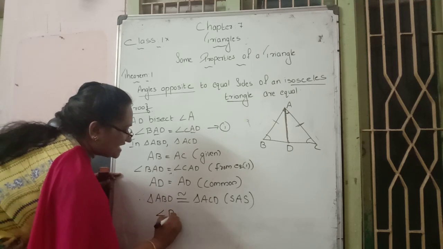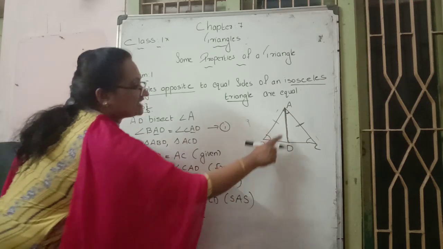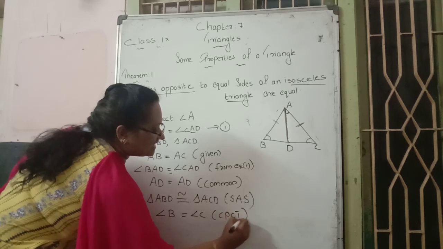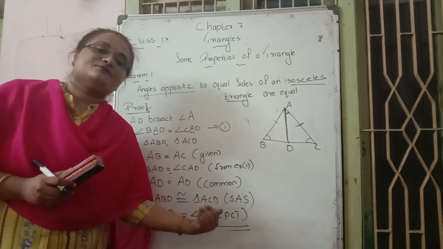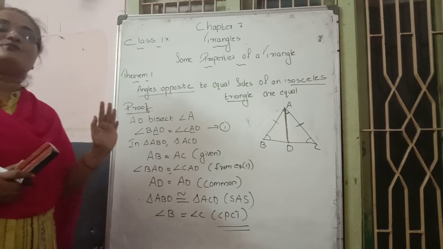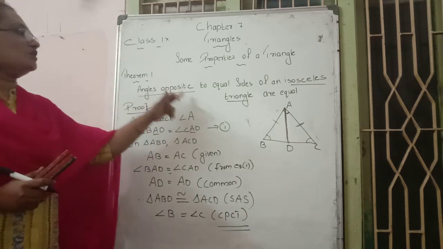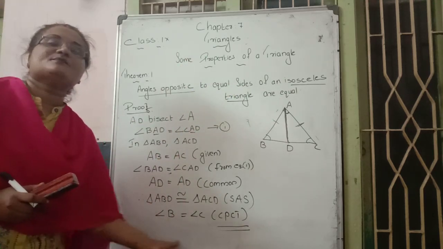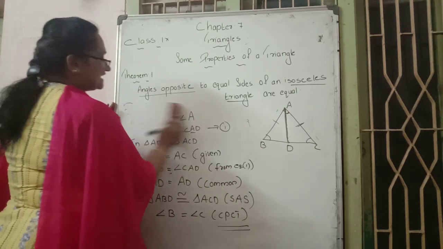So we can say that angle B of the first triangle and angle C of triangle ADC are equal. Why can we say that? By CPCT, which we learned in an earlier class: corresponding parts of congruent triangles. Hence we proved this theorem: angles opposite to the equal sides of an isosceles triangle are also equal. Angle B and angle C are equal. That is our first theorem.